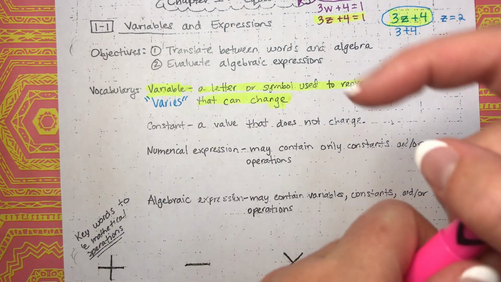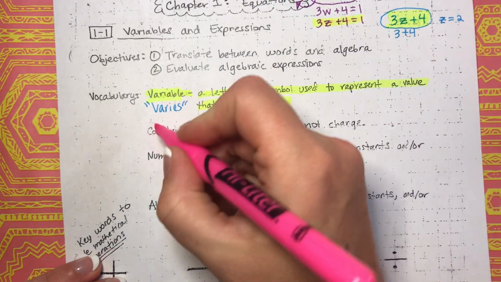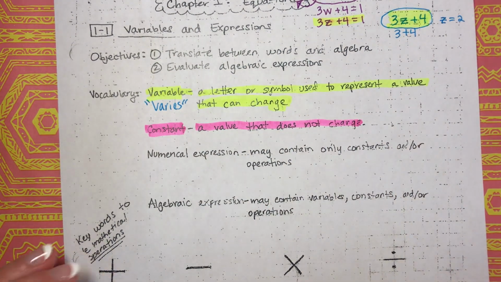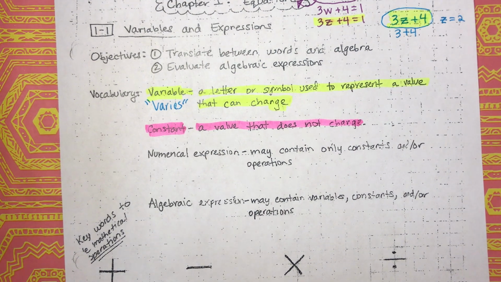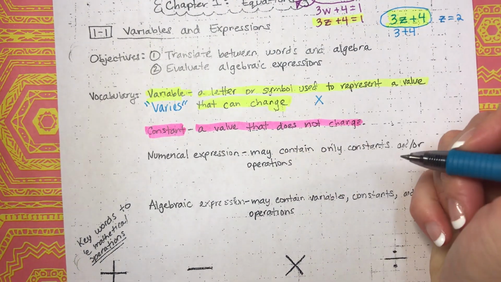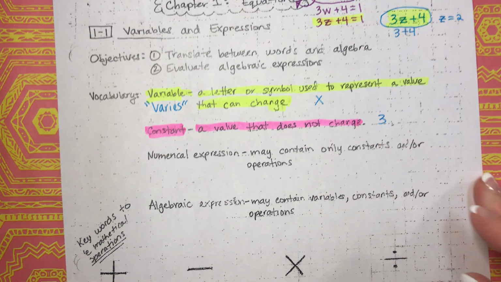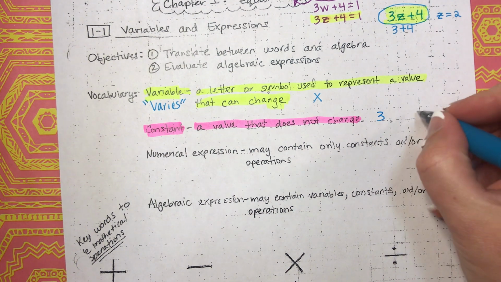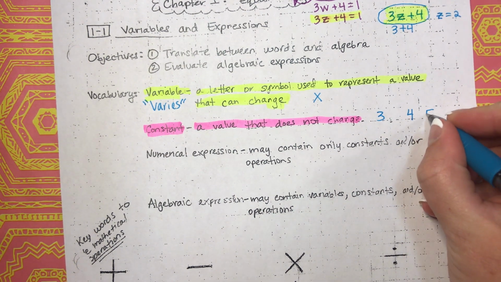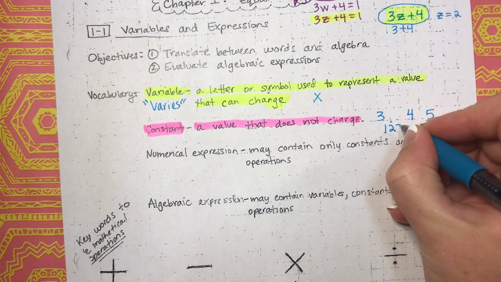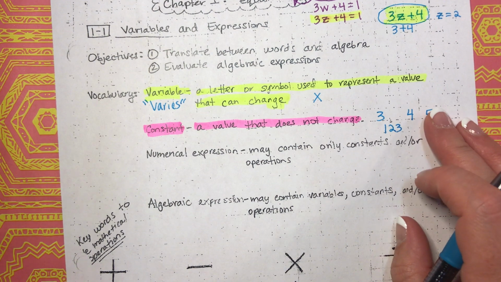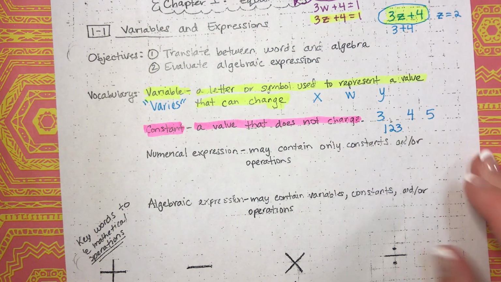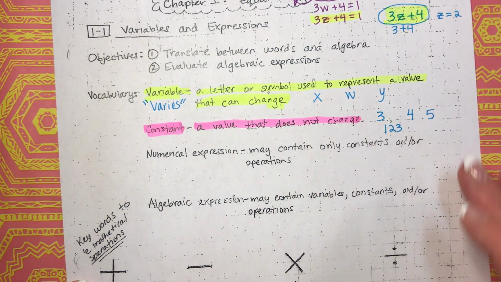Another is a constant. Well, constant, that means something that isn't changing, right? A constant is a value that doesn't change. So something like x, you can put anything in for x. That can vary. But something like 3 doesn't vary. 3 is just 3. Okay, so 3 is a constant. 4 is a constant. 5 is a constant. 123 is a constant. So all numbers are constants, and all letters, W would be a variable, Y would be a variable. Okay, variables, constants.